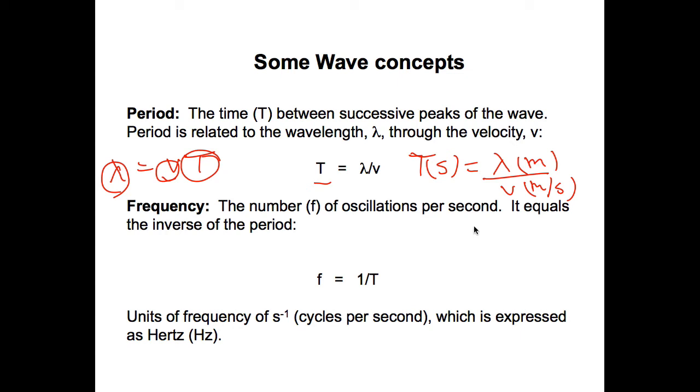The frequency is the inverse of the period. So instead of having units of seconds, it has units of 1/seconds, or cycles per second, which is often expressed as hertz. So 1 hertz is 1 cycle per second. That means 1 wave is passing per second.